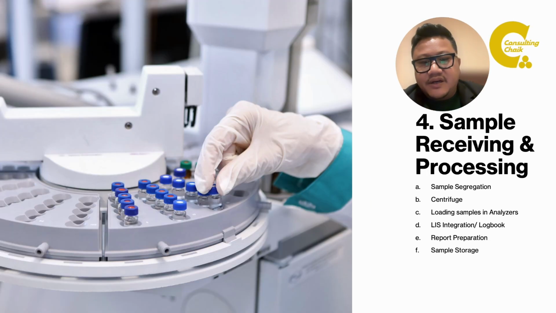Once the sample comes to the lab, you have to first check whether the sample is okay or not, whether the amount is okay, and whether there is a clot. If everything is okay, then you start with sample segregation. It goes to different departments. You have to centrifuge it, and then you need to load it in the analyzers.